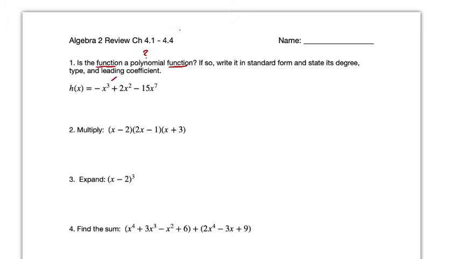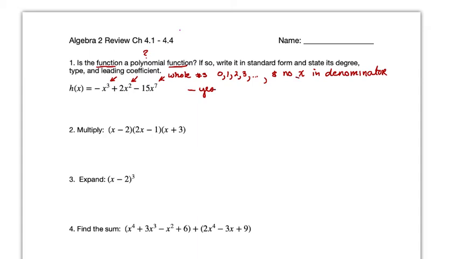To determine if something's a polynomial, you need to look at your exponents. And as long as they're whole numbers, that means only 0, 1, 2, 3, etc., and there's no x's in the denominator, then it will graph and make a nice smooth graph. It will be a polynomial. So yes, this is. All our exponents are nice whole integers.